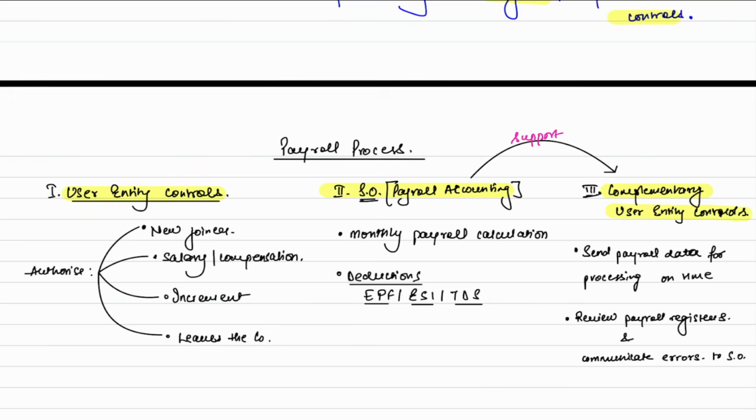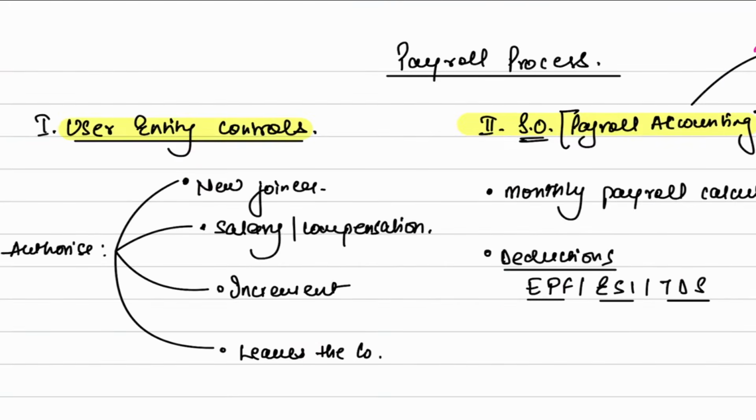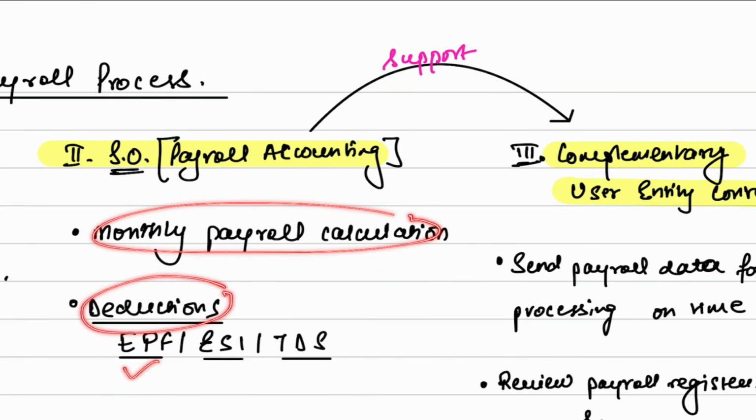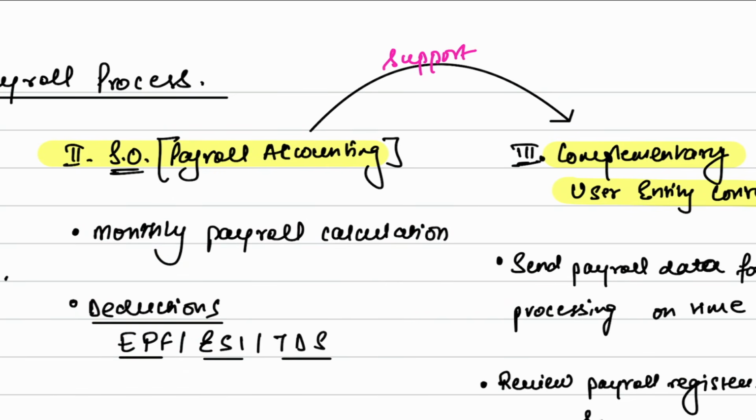What can be the user entity control for payroll process? Sir, whenever there is a new joinee, salary, increment, or person leaving the company, all should be authorized. Okay, sir. For the service organization doing the payroll accounting, the basic control could be monthly payroll calculation should be proper. Whatever deductions are there, EPF, ESI, TDS, they should be proper.